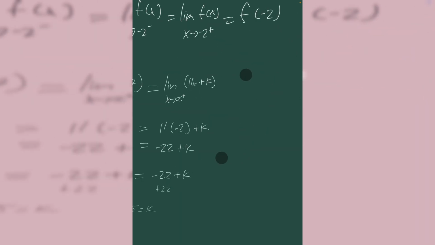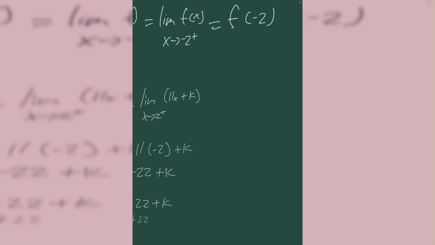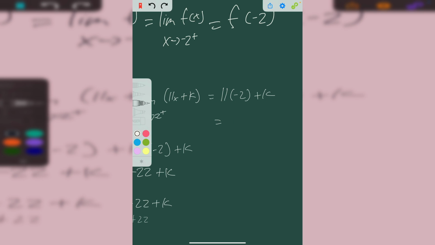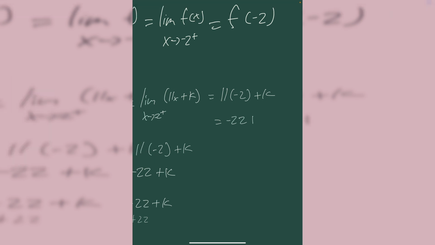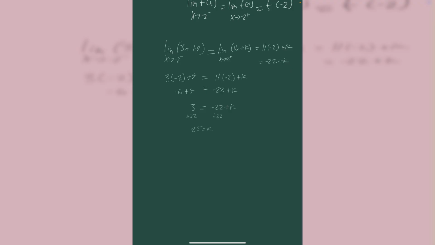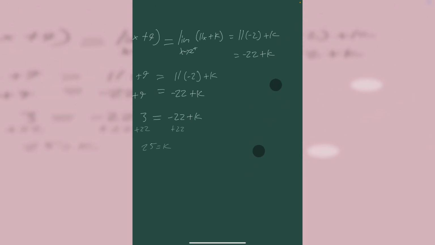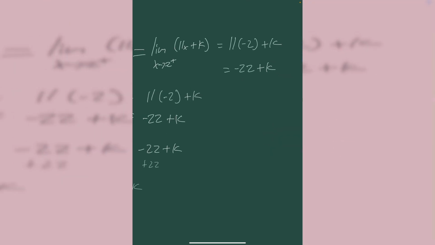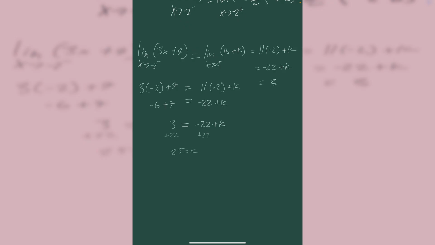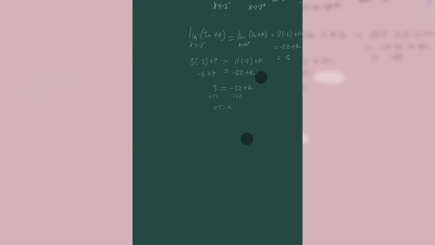Nice. And I guess I could also do this. f of negative 2 is just 11 times negative 2 plus k, which is equal to negative 22 plus k, and we already know k is 25. So it's equal to 3, right? Yeah. Let's check our work.